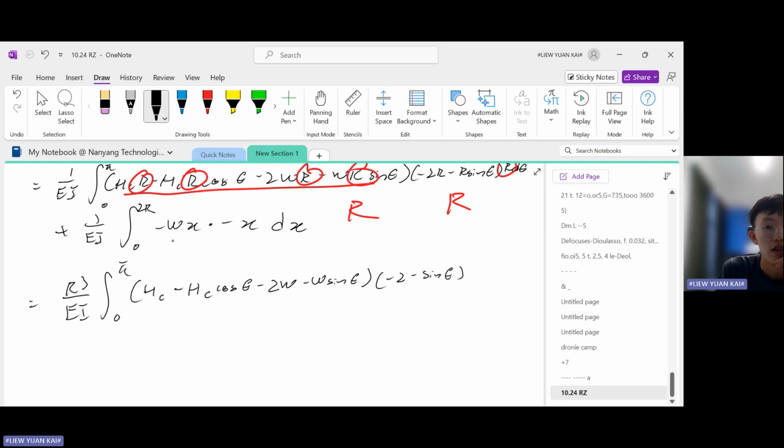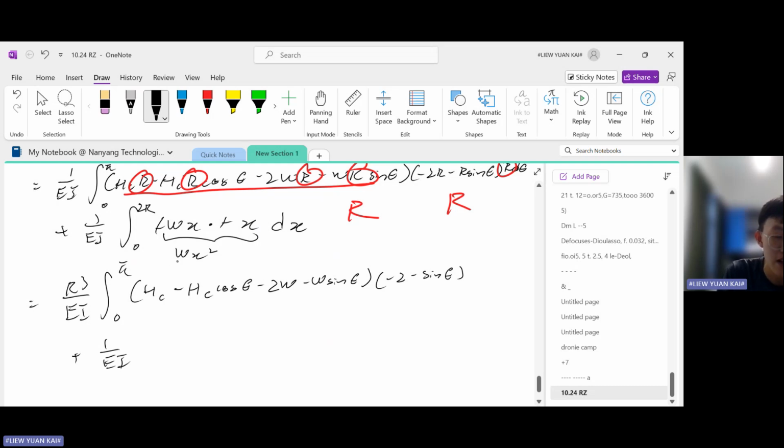Okay, so now I'm going to deal with this integral. Actually, this integral is easy, right? So negative and negative can cancel. And if I multiply this together, I'll get wx squared. So the integration of wx squared is very easy, right? It's very easy. So let's evaluate that.